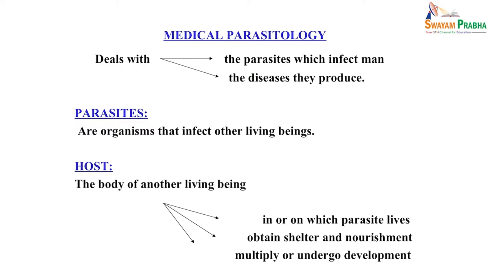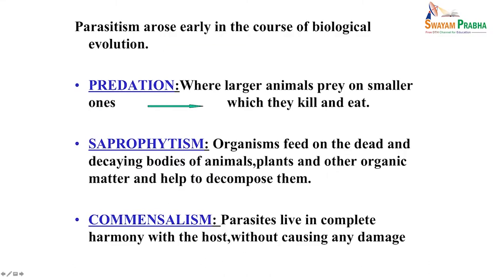It obtains shelter and nutrition from it, and also it might grow within it, or it might multiply in it, or it might develop into a more complex form. So, a host can serve multiple purposes for a parasite. Now, parasitism arose early in the course of biological evolution.